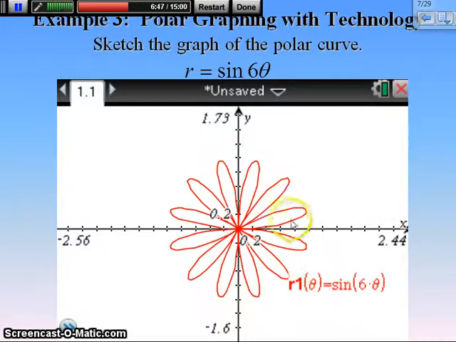How many petals do we have here? 1, 2, 3, 4, 5, 6, 7, 8, 9, 10, 11, 12. It's determined by the number in front of the theta. If the number in front of theta is even, the number of petals is twice that amount. If the number in front of theta is odd, then whatever that number is, that's how many petals you're going to have.